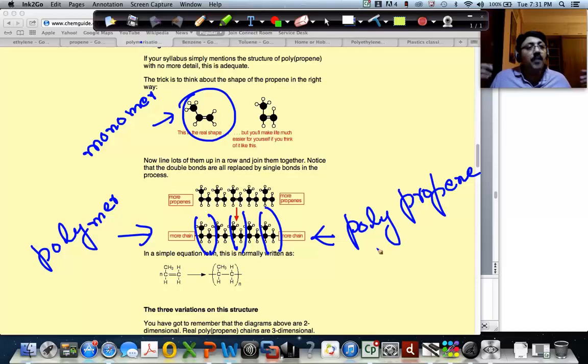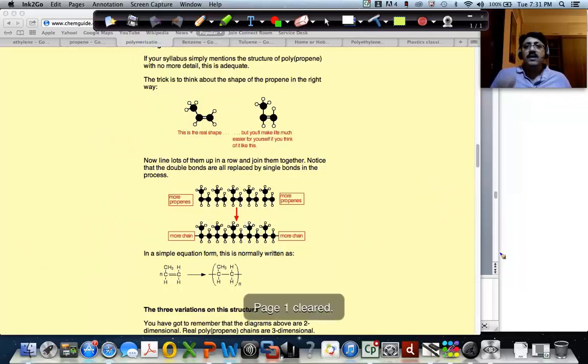Yes, many propene molecules combine together to form polypropene. So that's a simple propene molecule. Okay? So that is about polypropene.